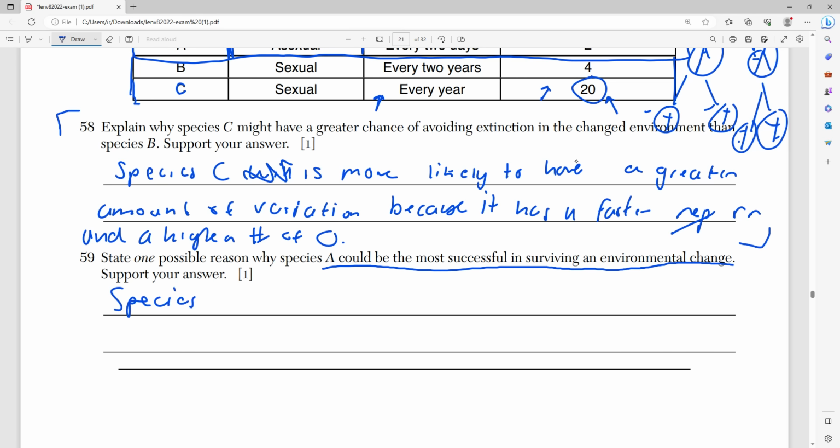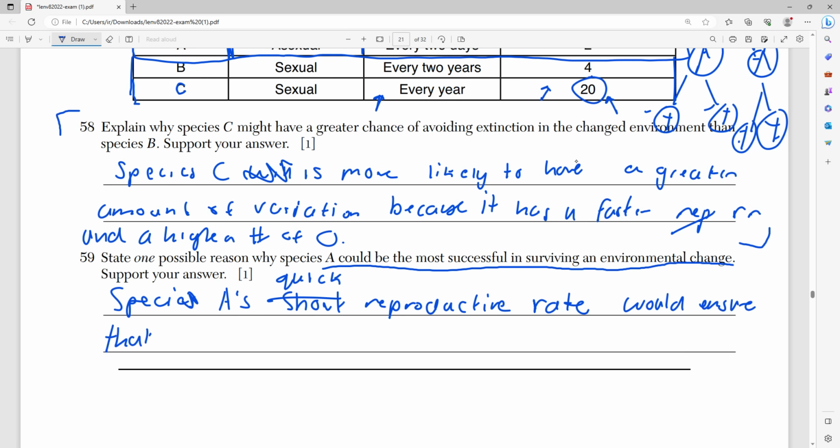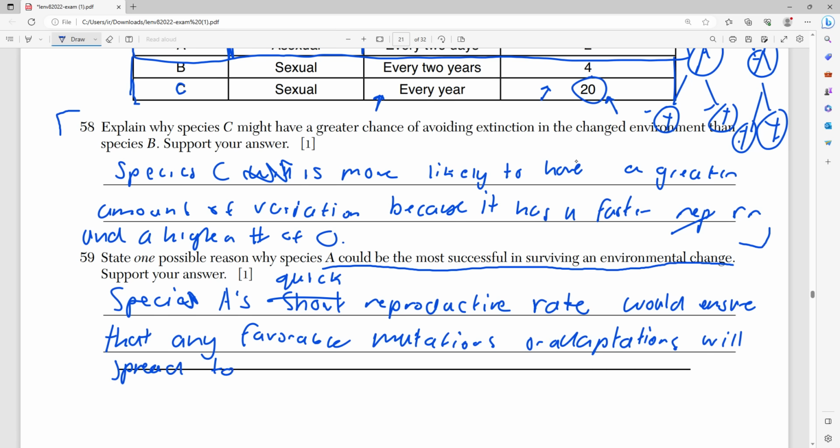species A's short reproductive rate, or quick rate of reproduction, would ensure that any favorable mutations or adaptations will spread to many offspring.